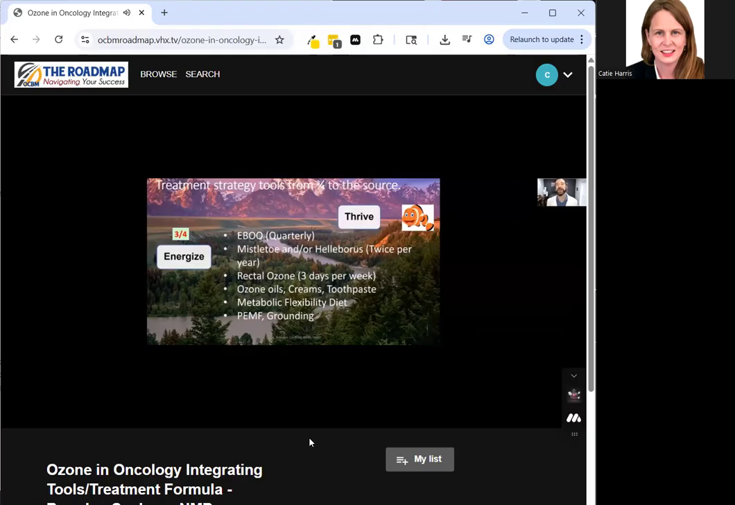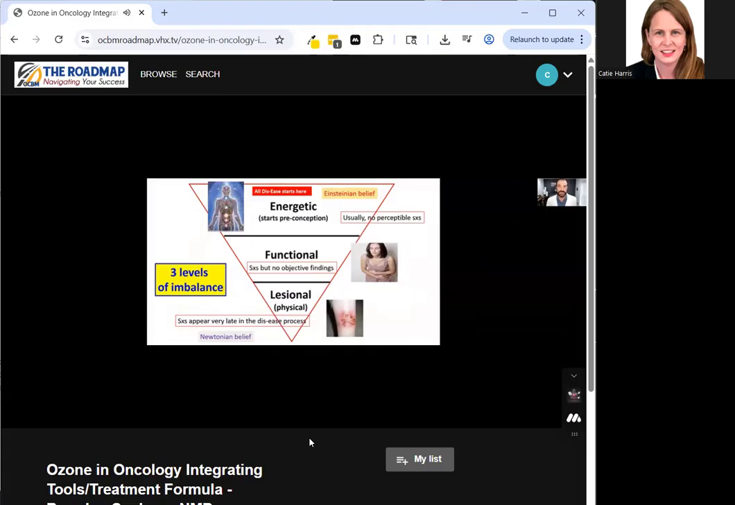And then anything above this, again, 3/4 of the way, this is really energizing. And then up at the top is where we're doing the thrive. That's the 4 seasons approach.